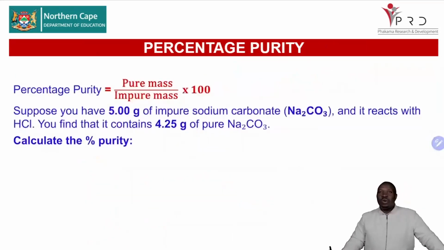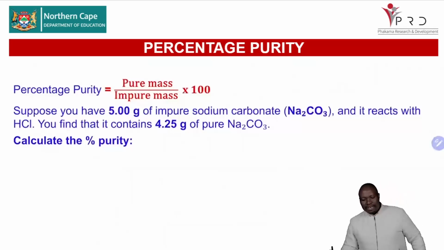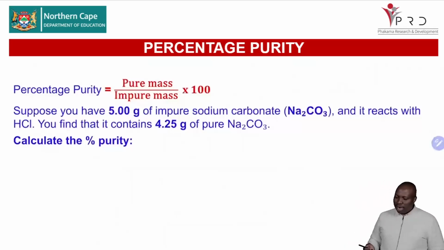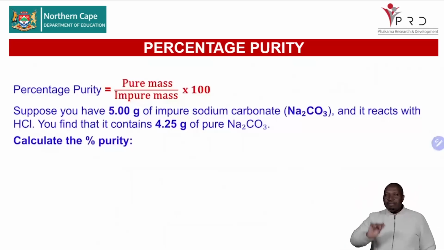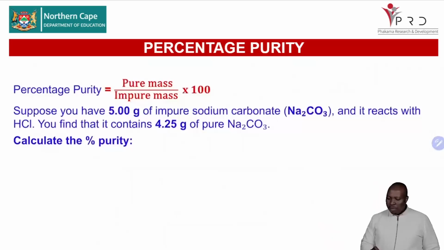The other thing that I didn't want to leave out is the issue of percentage purity. Percentage purity is important as well. We are saying here is the total mass of the pure substance divided by the total mass of the impure substance, which is the pure mass divided by impure mass times 100. That's how you calculate the percentage purity.